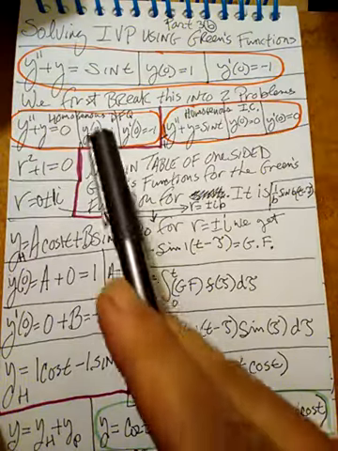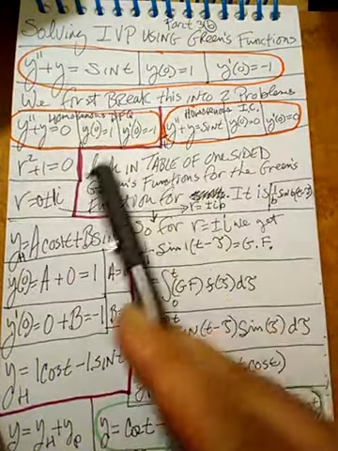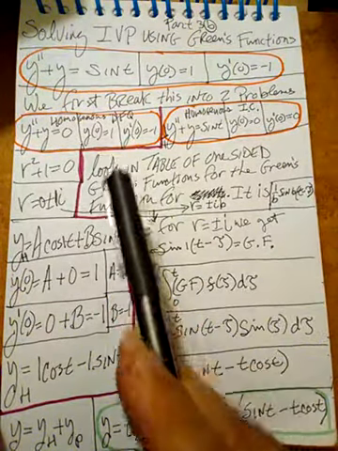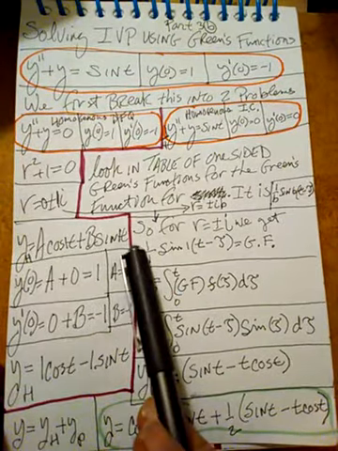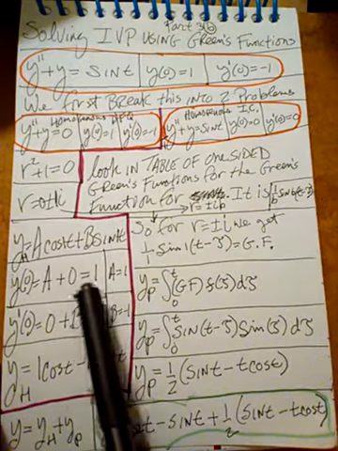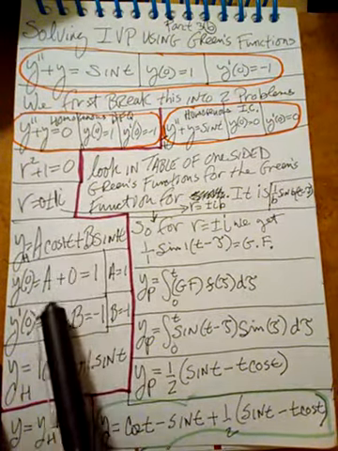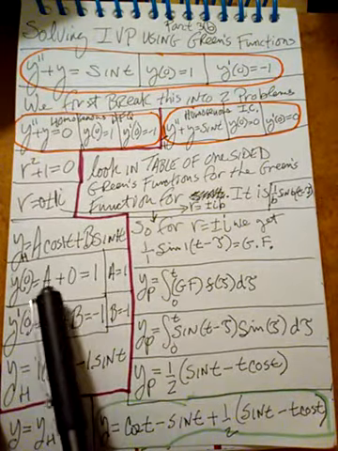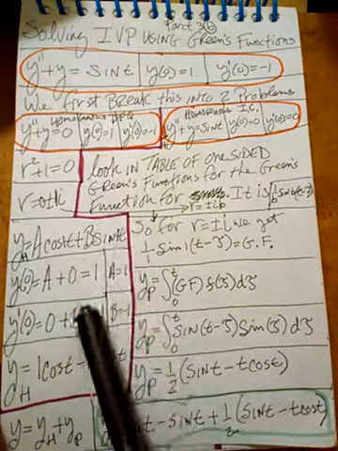What we'll do next is use the initial condition t equals 0, y equals 1 here. And we'll plug it into this equation. So if you put a 1 in the y, there's the 1. Put a 0 in here and a 0 in here. Cosine of 0 is 1, so you get a, and sine of 0 is 0, so you'll get 0. So here we'll get a equals 1 when we plug in this initial condition.